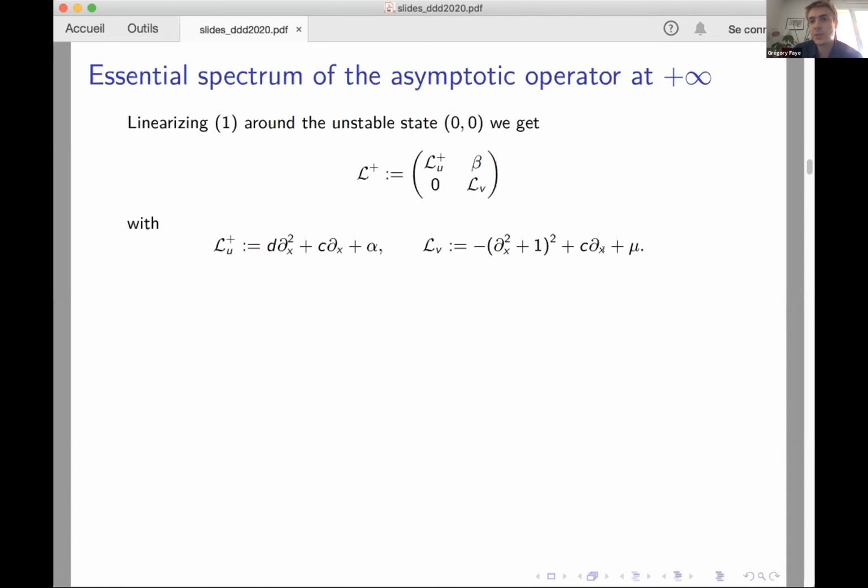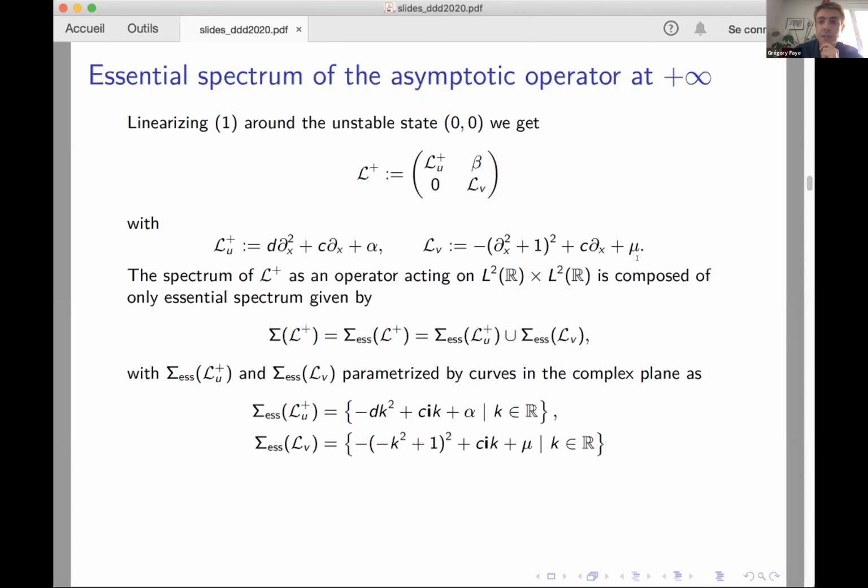And for the V component, as it was already linear, it's just the operator itself that was defining this equation. So this is just the Swift-Hohenberg equation. When we talk about the spectrum of a constant coefficient operator of that form, we know that, if we see these operators on L2 spaces, it will only consist of essential spectrum. The essential spectrum of the full operator is going to be the collection of the two essential spectra of each operator on the diagonal.